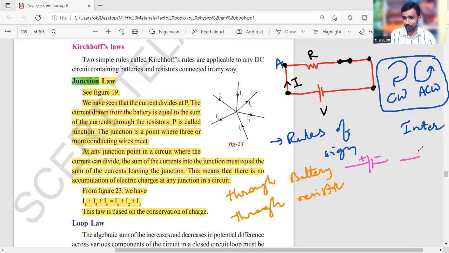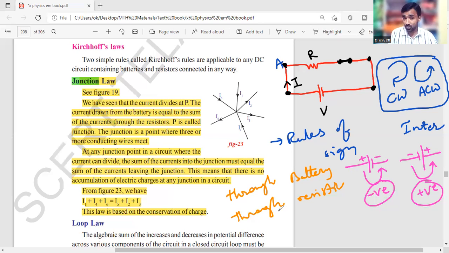So here in case of battery, we are giving importance to the direction you are passing through this battery. So here, positive terminal to negative terminal, right? Positive terminal to negative terminal, the symbol assigned is negative. Then if you are going from negative terminal to positive terminal, the symbol assigned is positive. So these are the sign conventions for a battery.